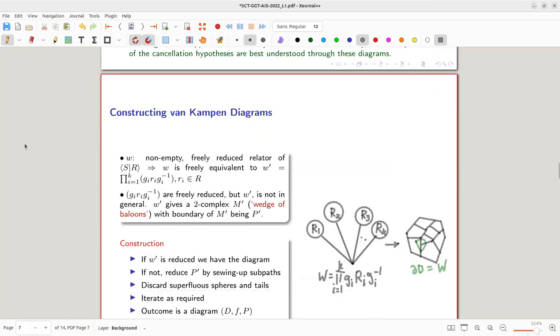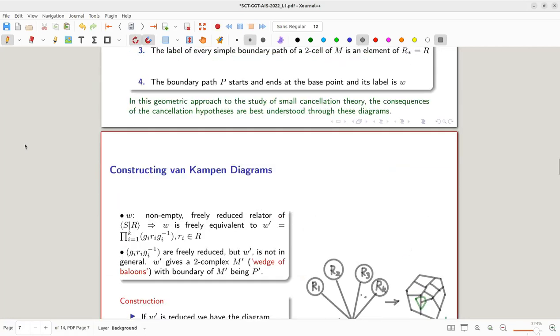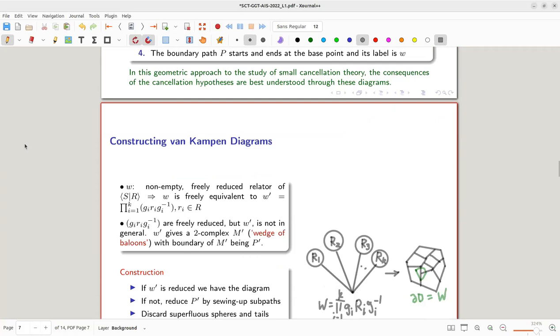And how to construct these diagrams? These diagrams are very helpful because we are looking at this geometric way of looking at the presentation and looking at cancellations, the length of the subwords along which it's getting cancelled and so on. So we will use this diagram. So we need to know how we obtain these diagrams.